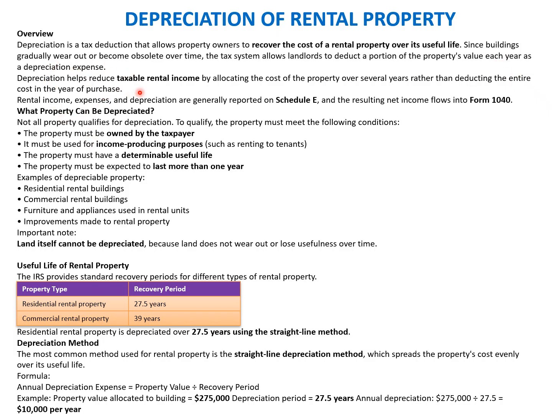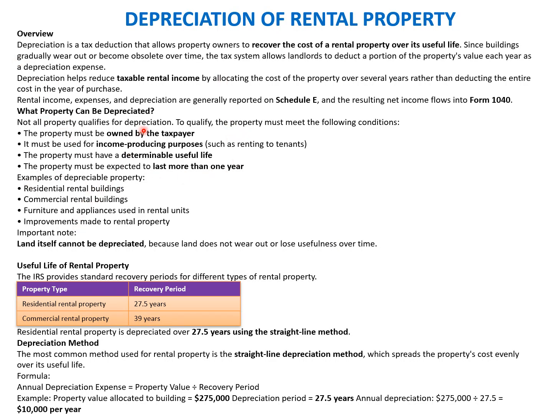Depreciation helps reduce the taxable rental income by allocating the cost of the property over several years rather than deducting the entire cost in the year of the purchase. Rental income, expenses and depreciation are generally reported in Schedule E, and the resulting net income flows into Form 1040. What property can be depreciated?